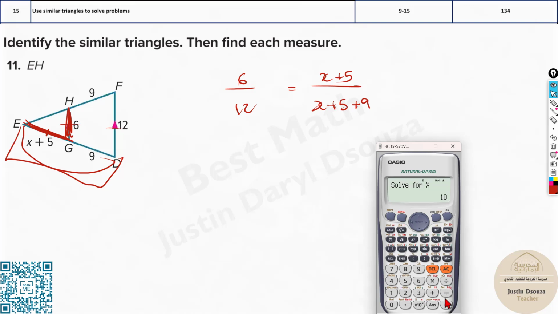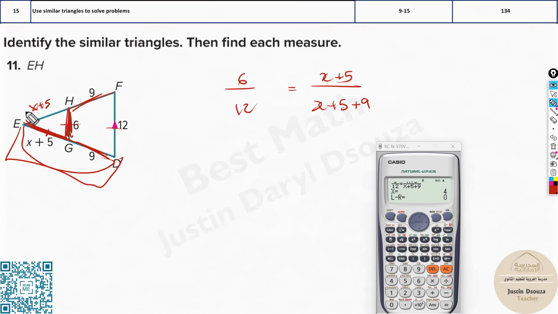Shift and solve, and the answer is 4. But what do we need to find? We need to find EH. These two sides are the same. Looking at this, you can tell if this is x plus 5, this is also x plus 5. Why? Because I have told this is 9, this is 9, right?